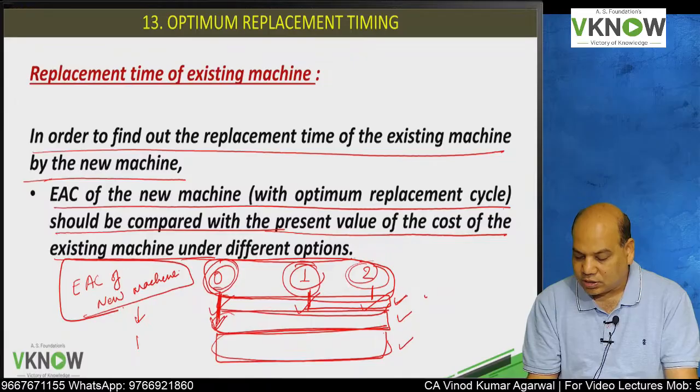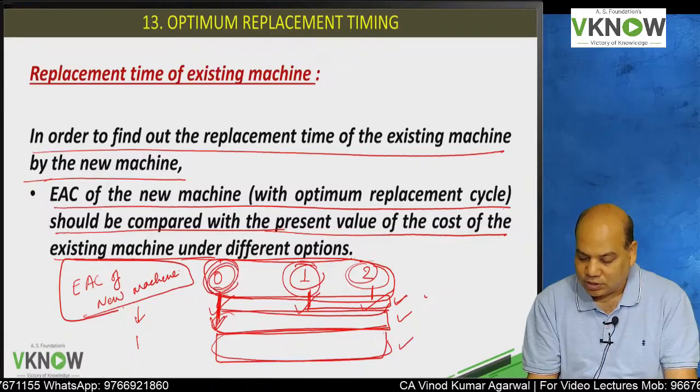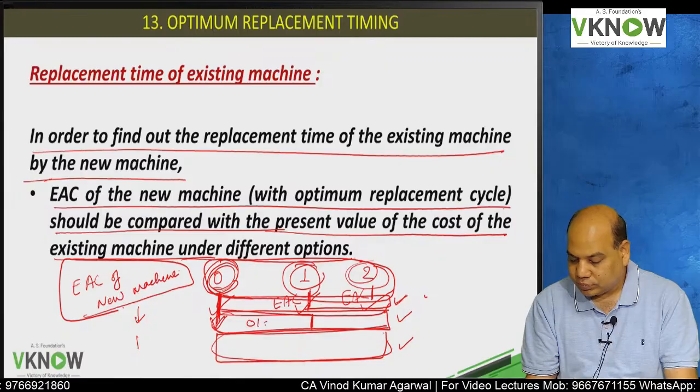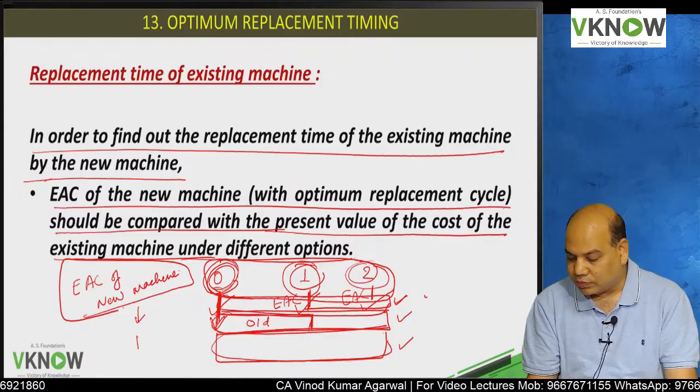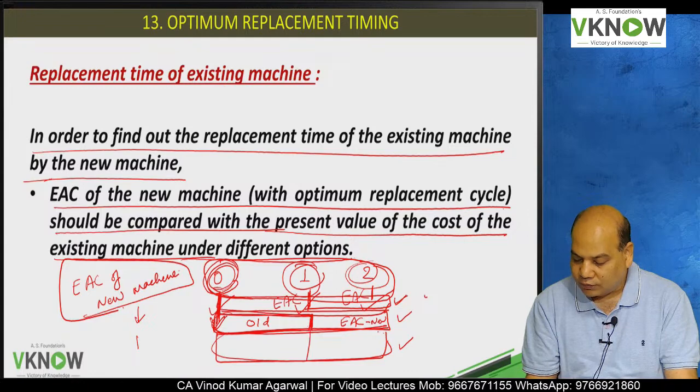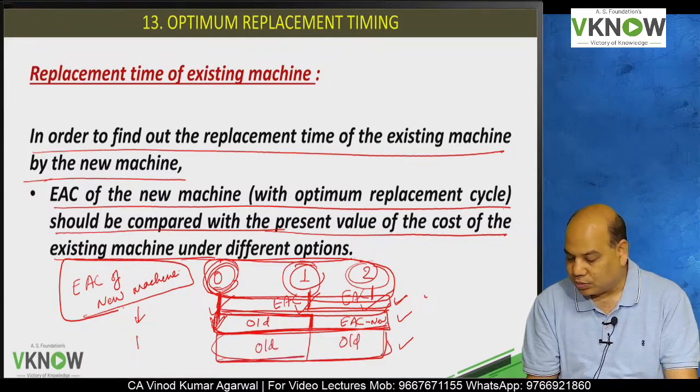So compute the EAC. Suppose you replace it in year 0, then you will incur EAC for year 1 and year 2. If you replace it after 1 year, use the cash flow of the old machine for 1 year and use the EAC of the new machine for the second year. And if you replace after 2 years, you take the cash flow of the old machine for 2 years.